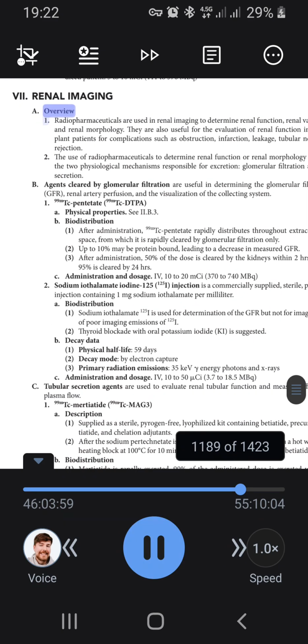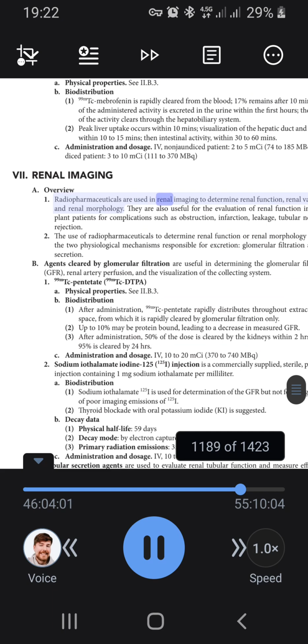Overview. 1. Radiopharmaceuticals are used in renal imaging to determine renal function, renal vascular flow, and renal morphology. They are also useful for the evaluation of renal function in post-transplant patients for complications such as obstruction, infarction, leakage, tubular necrosis, and rejection.